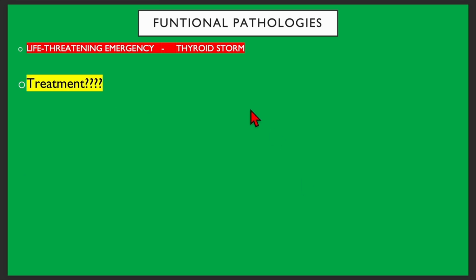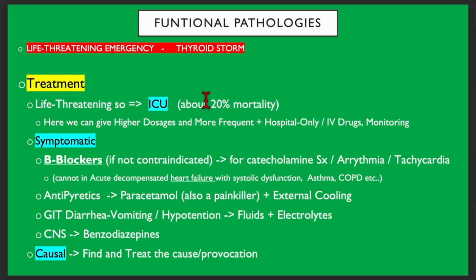Do you know any treatment for thyroid storm? Okay, so I'll just answer this as well. It's life-threatening, so we need to go to the ICU. Here we can give some medications which are hospital only, or we can give IV medications. We can also monitor them. We can give higher dosages, so that's why we have to take them to ICU. The treatment is more efficient. Then we have symptomatic treatment.